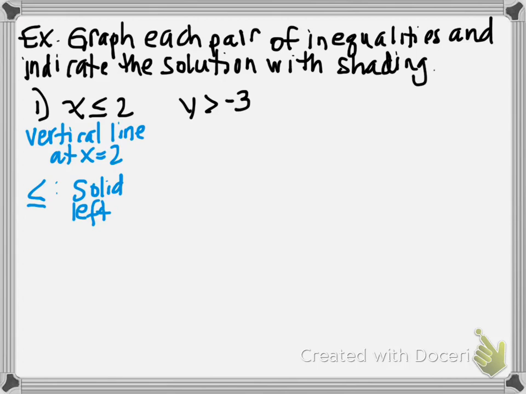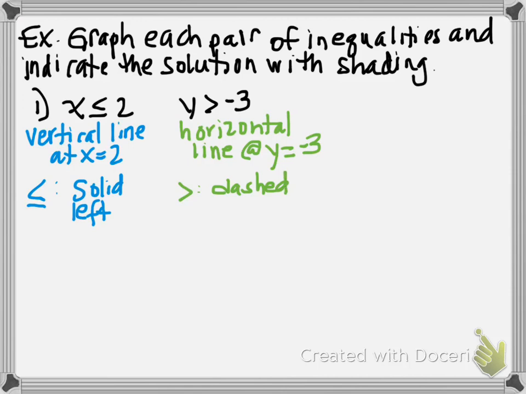On the other one, when I have just a y by itself, that means I'm going to get a horizontal line. And this one will be at where y is equal to negative 3. Now this inequality tells me I'm going to get a dashed line, and I'm going to be shading above with greater than. So I'm going to go ahead and graph this.